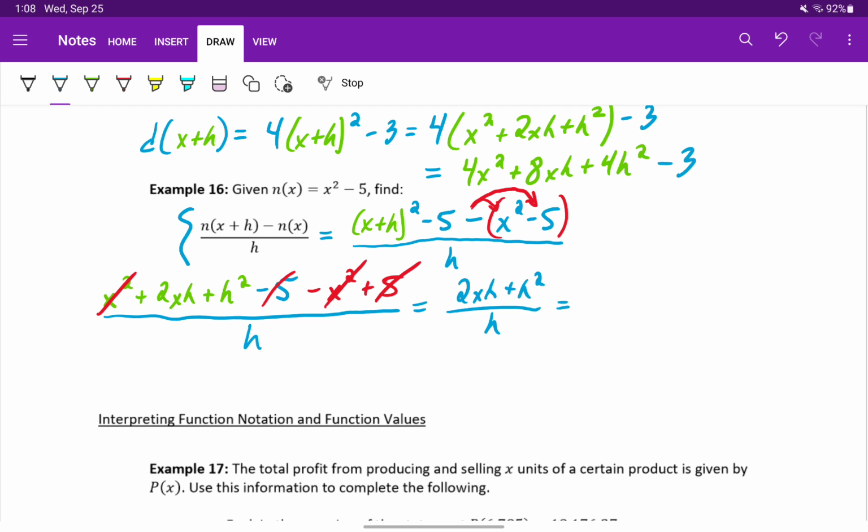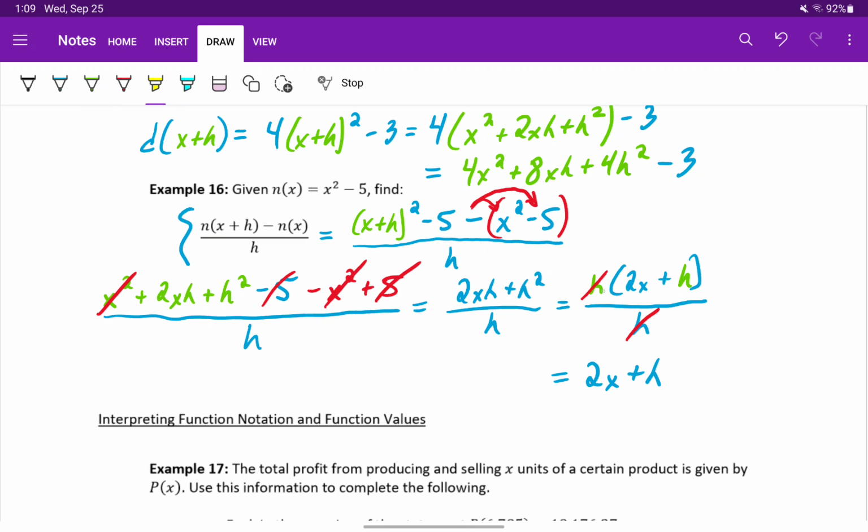If we look at the numerator, we can hopefully recognize that we have a greatest common factor. We can factor out an h, which will leave us with 2x plus h, all over h. And then what happens is the h in the numerator and denominator will cancel out, since anything divided by itself is 1. And we're left with 2x plus h as the final simplified expression from evaluating that difference quotient.